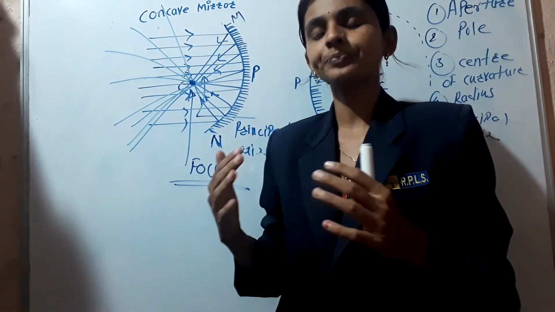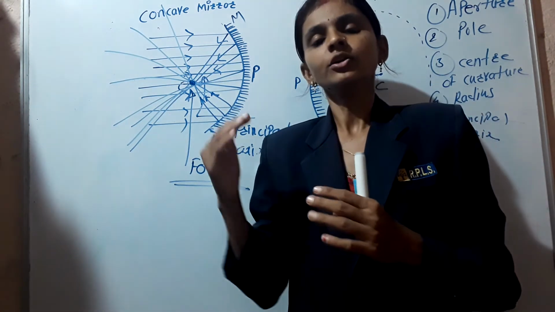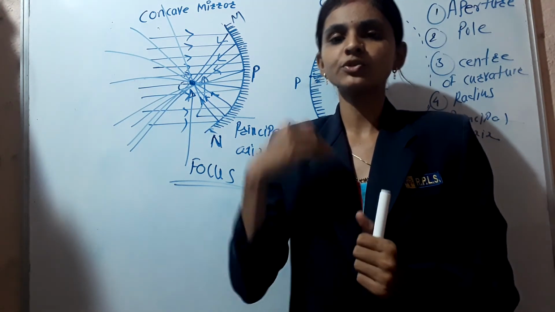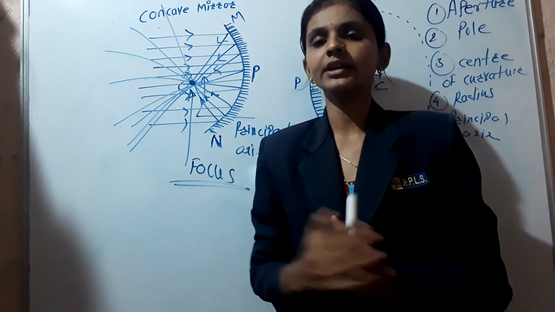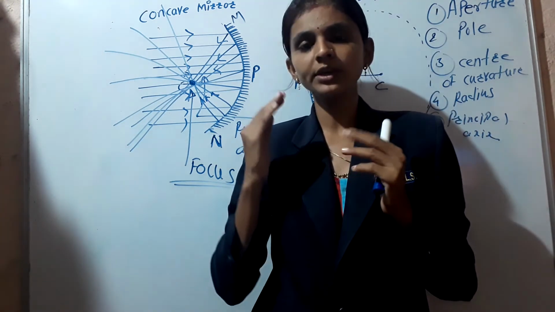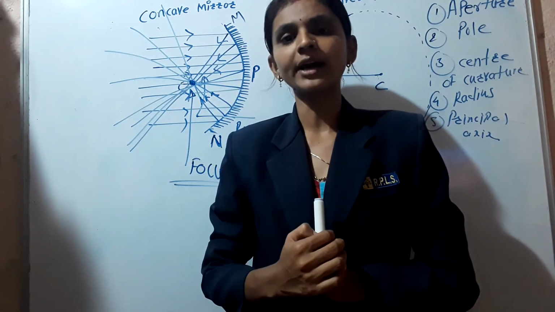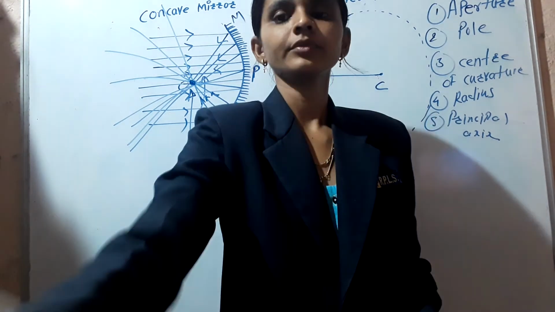So that's why, when the rays pass through the concave mirror and afterwards an image is formed, that image will be real. It is always real, because in a concave mirror, the image is formed in front of the mirror. Because of that, all the images are real images.